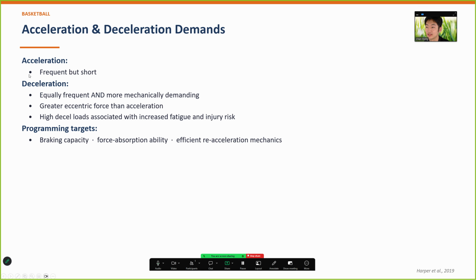Accel and decel demands. Acceleration is frequent but short. Deceleration is equally frequent and more mechanically demanding. It is greater eccentric force than acceleration. High decel loads are associated with increased fatigue and injury risk. The programming targets should include braking capacity, force absorption ability, and efficient reacceleration mechanics.